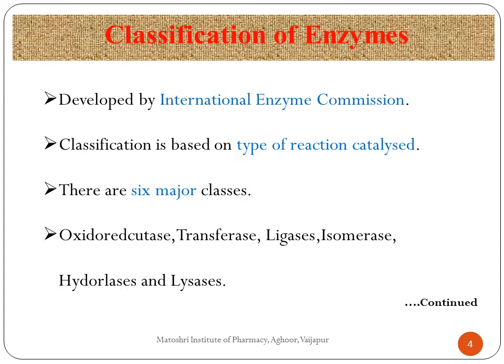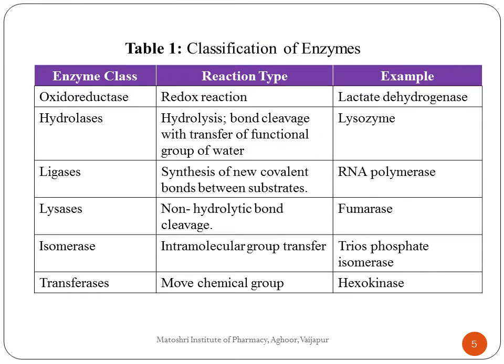Classification of the enzymes. The classification of enzymes was first developed by the International Enzyme Commission. The International Enzyme Commission classified the enzymes on the basis of the reaction catalyzed. There are 6 major classes, that is oxidoreductase, transferase, ligase, isomerase, hydrolase and lyase enzymes. So let's study this enzyme classification in detail.